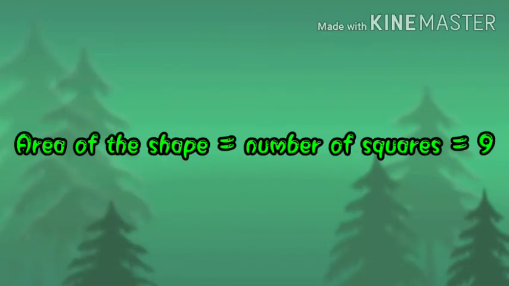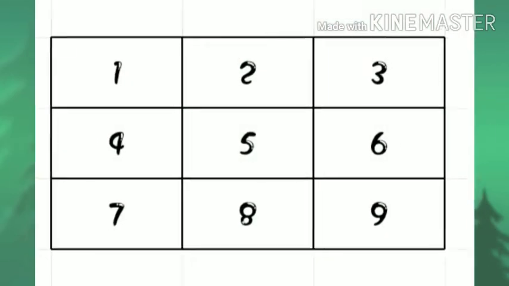To find out the area of the shape given alongside, let us count the number of squares with side 1 centimeter in it. Area of the shape is equal to number of squares, which is equal to 9. Therefore, area of the shape is equal to 9 square centimeters.